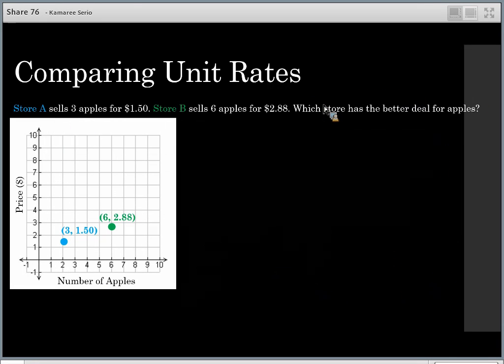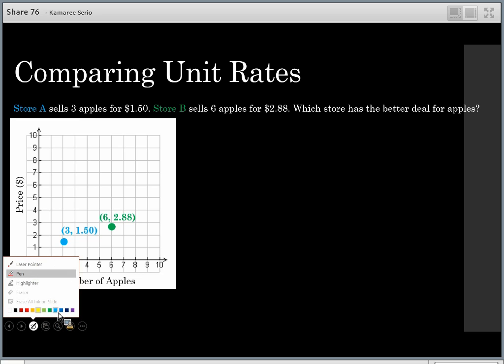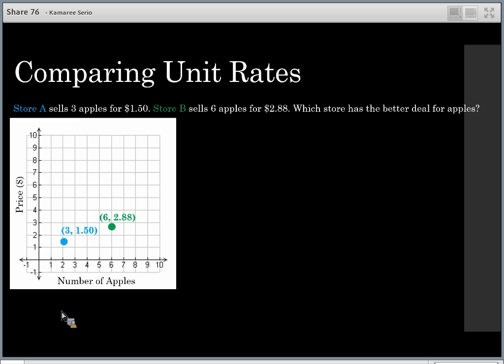Okay. Let's do another comparing unit rate question. Let's change this so my colors match. Store A sells 3 apples for $1.50 and store B sells 6 apples for $2.88. Which store has the better deal?